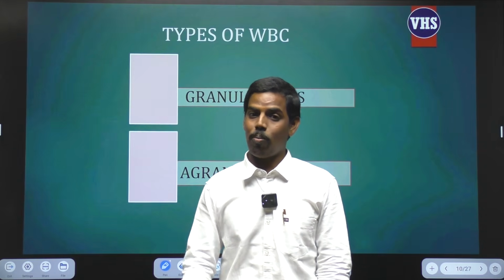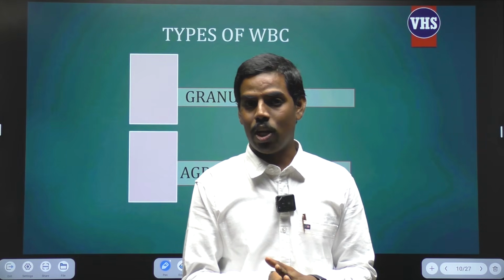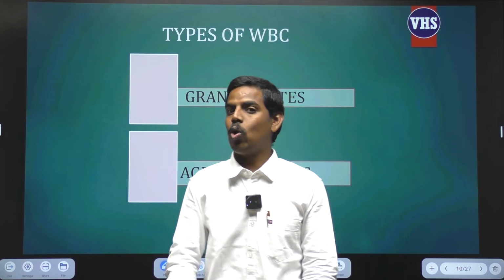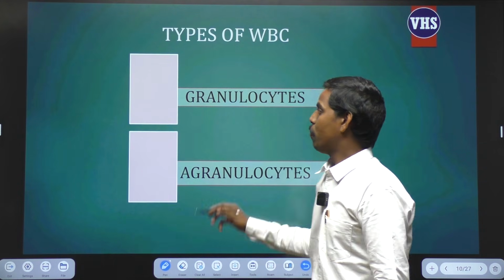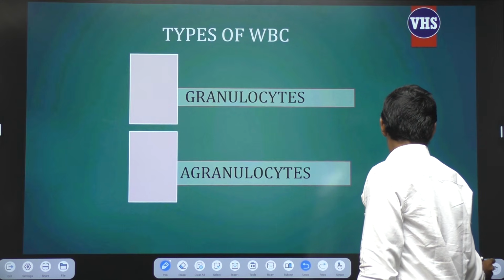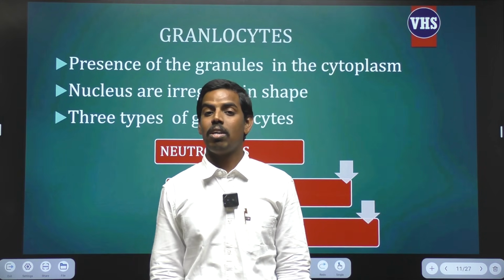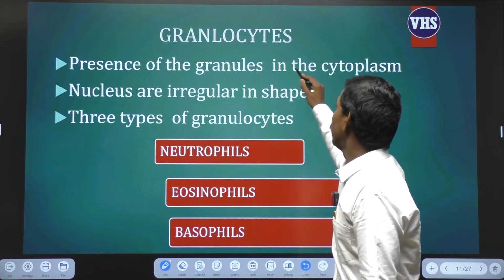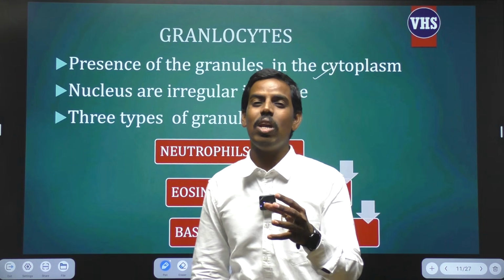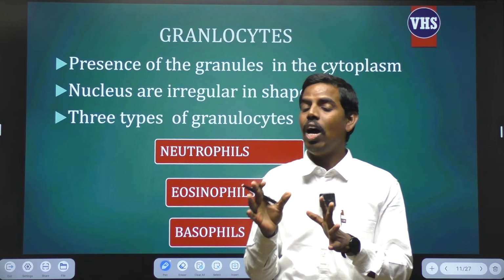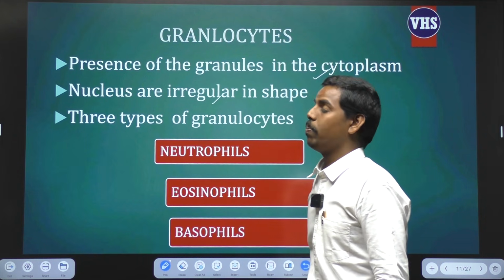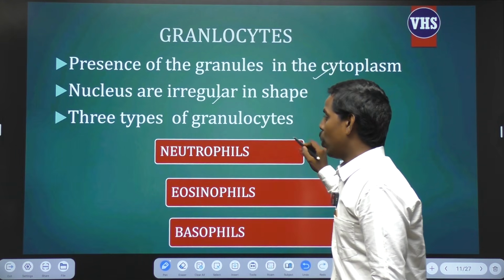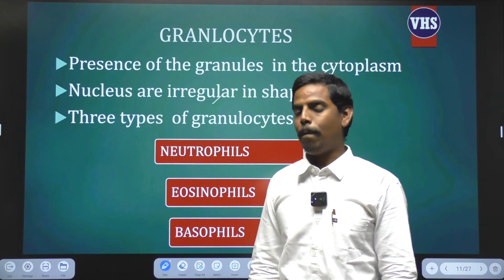Next, the types of WBC. Based on the presence of granules, they are classified into two types. One is granulocytes, another is agranulocytes. First, we will see the granulocytes. Granulocytes means presence of granules inside the cytoplasm. Next, the nucleus is irregular in shape. Again, the granulocytes are classified into three types: neutrophil, eosinophil and basophil.